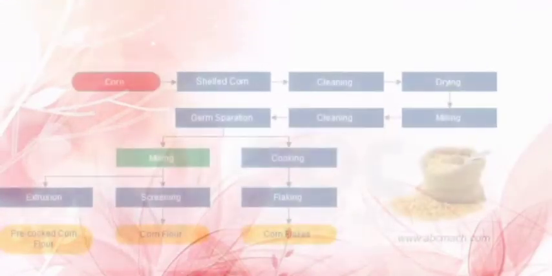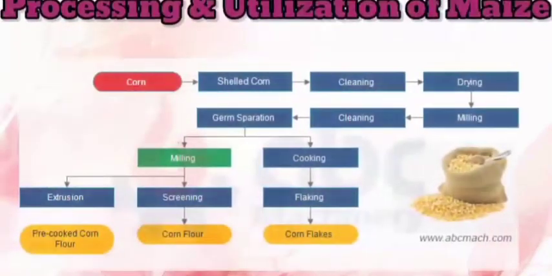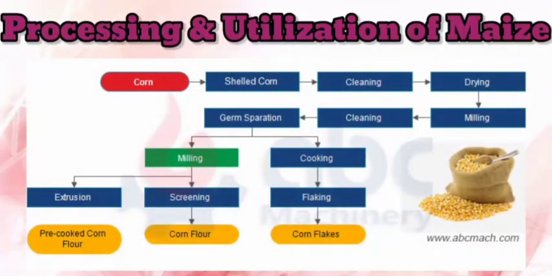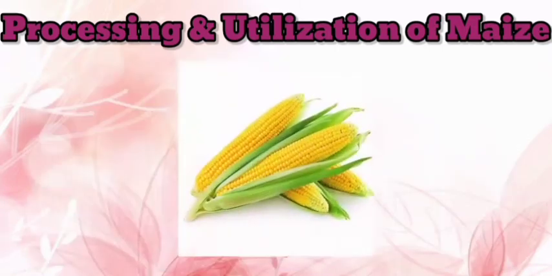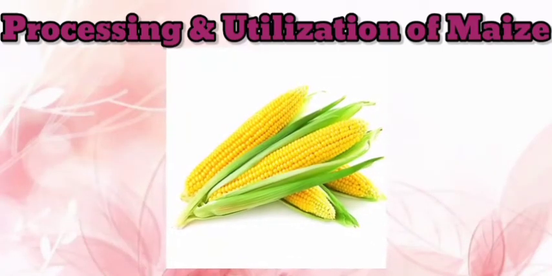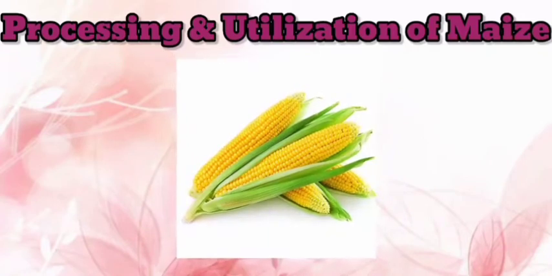Processing and utilization of maize. Firstly, we need to take the raw corn or maize and shield it entirely. After cleaning, drying, we have to do the germ separation. Here, after milling, we will have the corn flour and after cooking, we will have the corn flakes. Utilization. Nutritionally, maize contains 60% starch and 15% protein. Yellow maize is the richest source of vitamin A. We can make different kinds of food from maize like popcorn, cornflakes, chapati, etc.